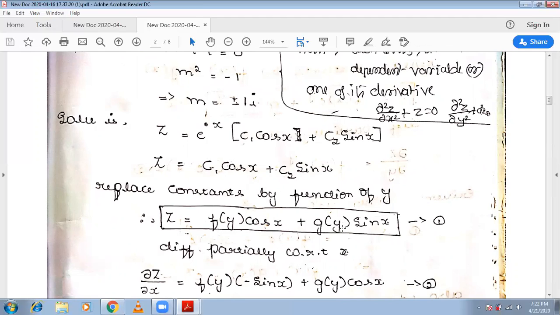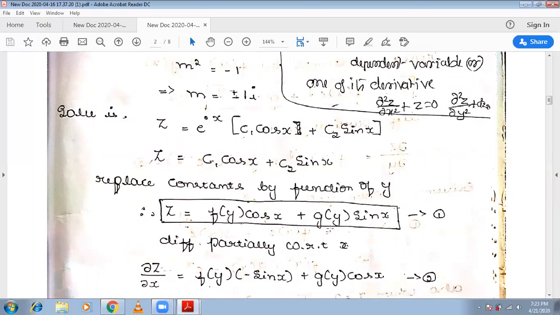If the problem involves the independent variable y, we have to replace c1 and c2 by functions of x, for example f of x and g of x. So here the solution is z is equal to f of y into cos x plus g of y into sin x. Call it equation 1. This is the required solution, but here we have to find the two constant functions f of y and g of y by using the initial conditions.